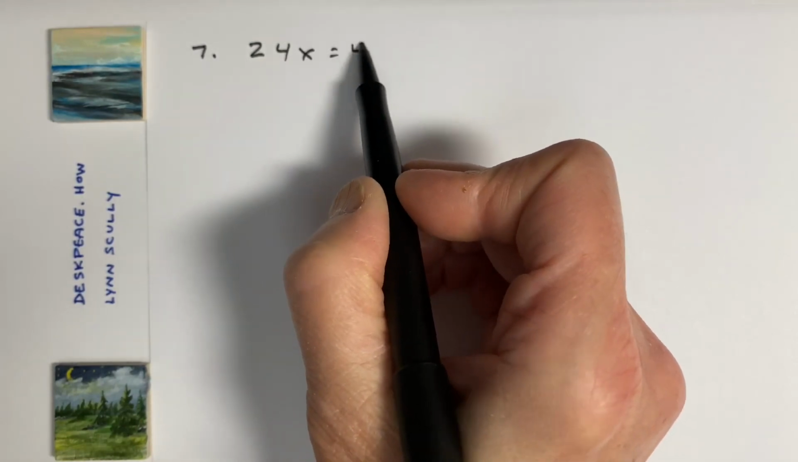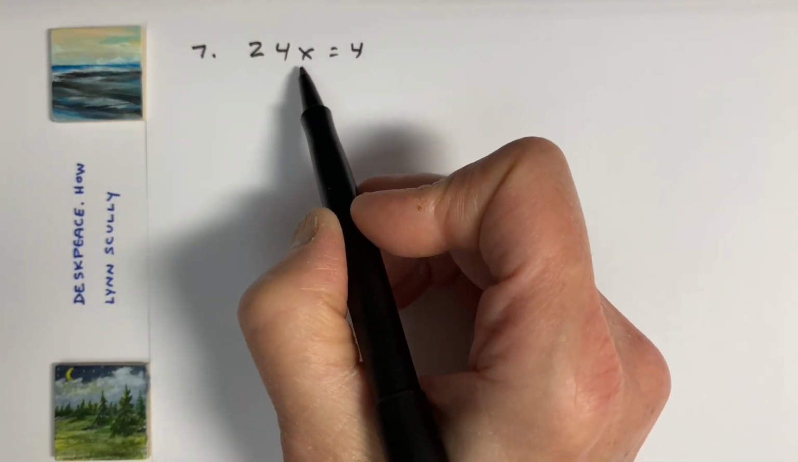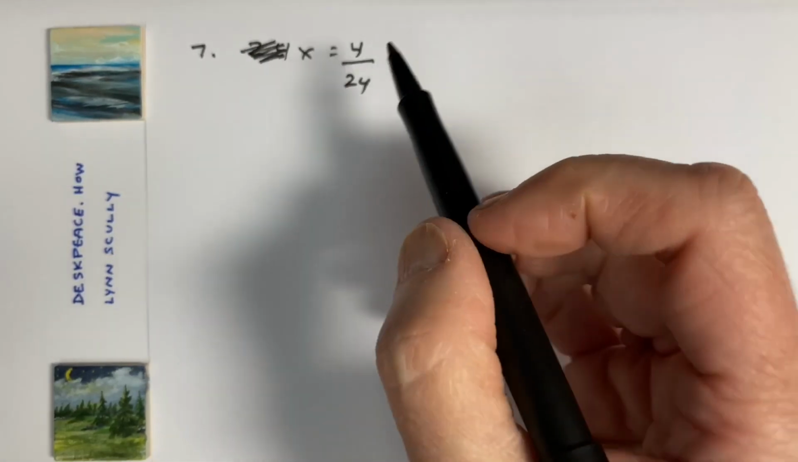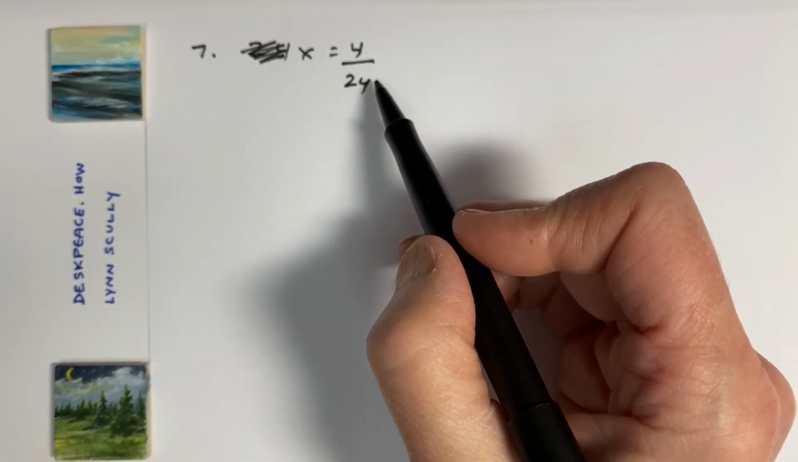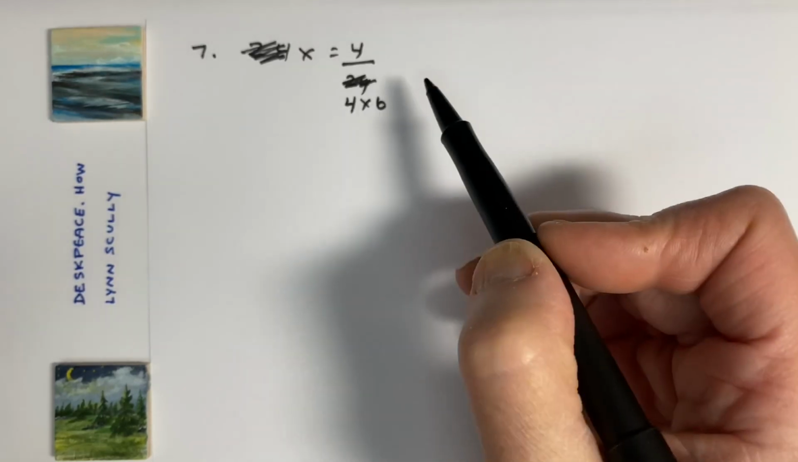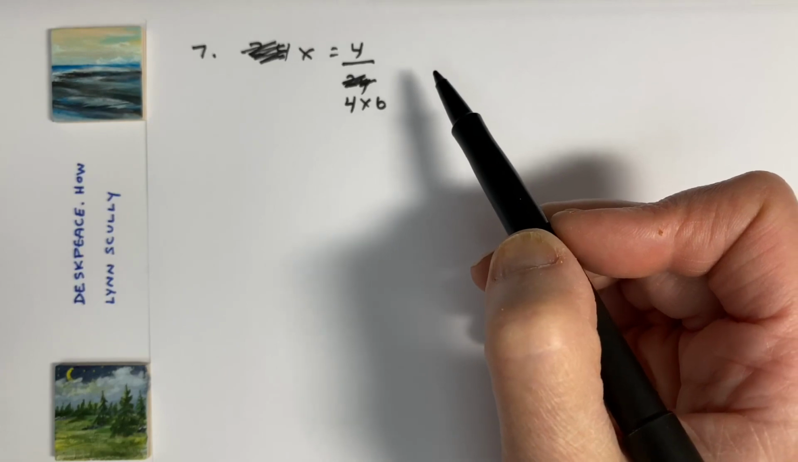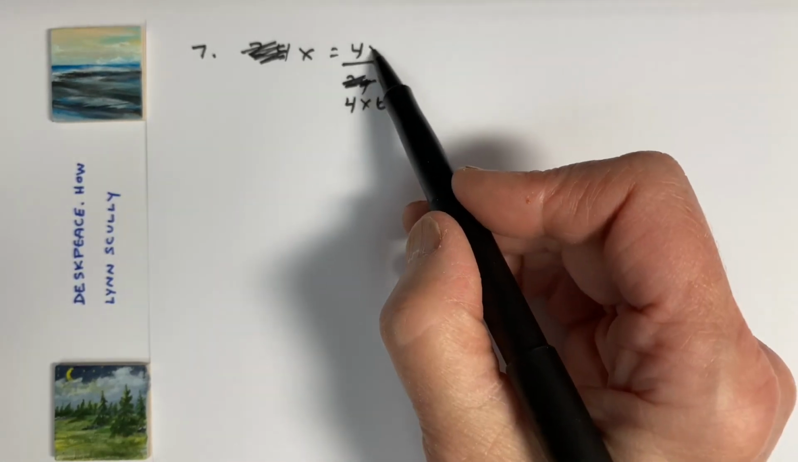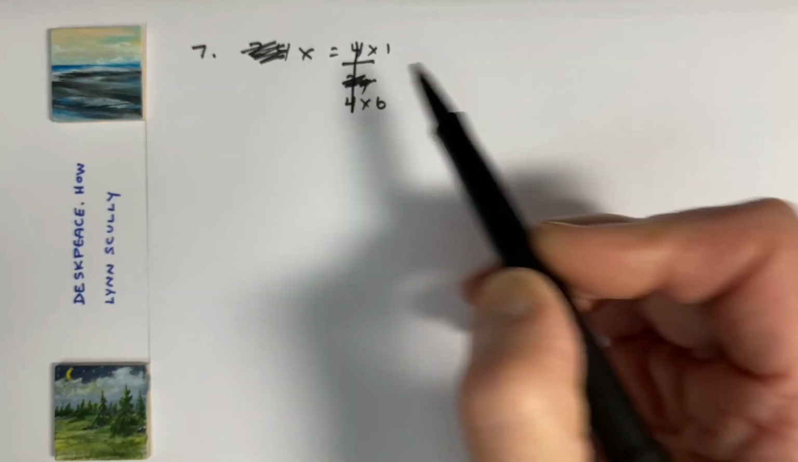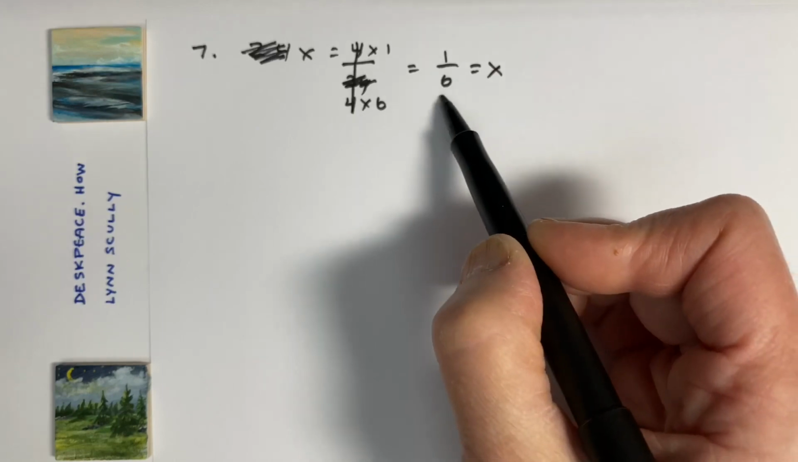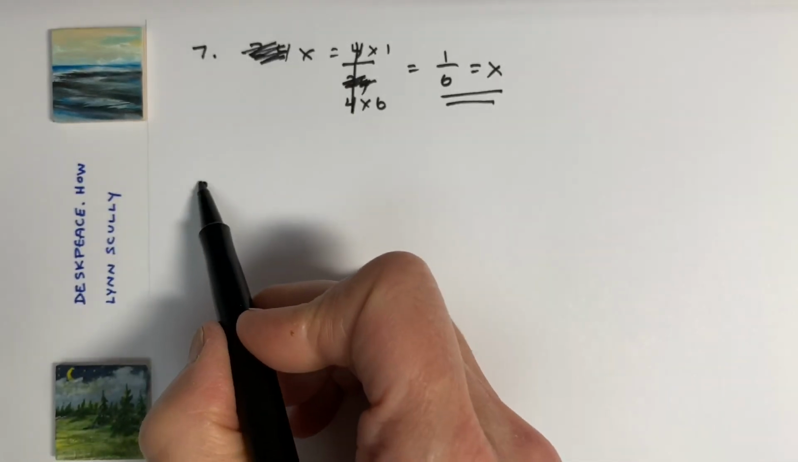Number 7. 24x equals 4. 24 is attached to my x by multiplication. Move it by division to the other side of the equal sign. Again, I know I'm going to get a fraction less than 1. 24, I'm going to do 4 times 6. You might say, how about 3 times 8? Well, I want 4 times 6 because I see the 4 in the top, so I'm trying to be a little bit clever here. The 4's go away, and I get 1/6. X is 1/6.